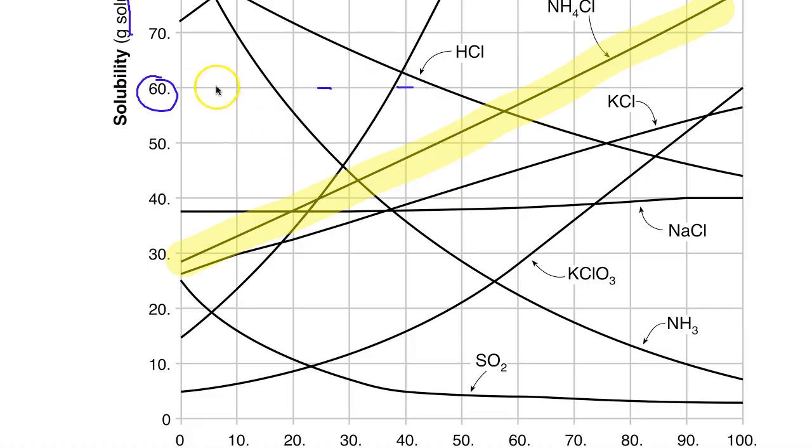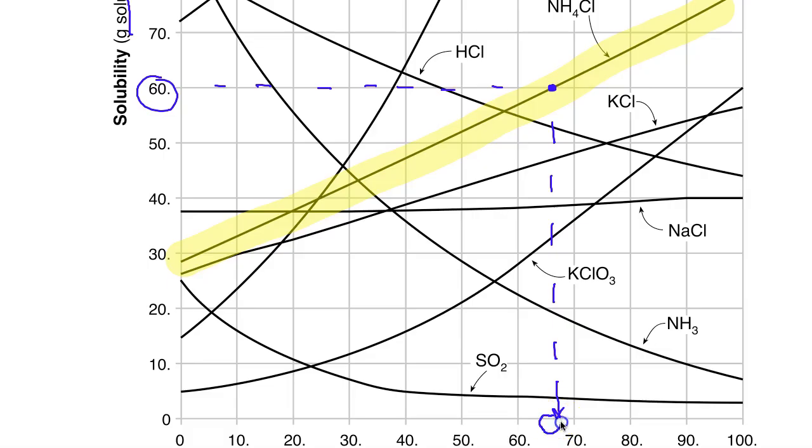So if I have 60 grams of my solute, which is ammonium chloride, in 100 grams of water, where does it cross the line? Right there. And what is that temperature? Straight down. Of course, I'm having a tough time drawing straight lines. So we can probably guesstimate it's somewhere 67-ish, 66-ish. Okay, and let's go see what our closest answer is.